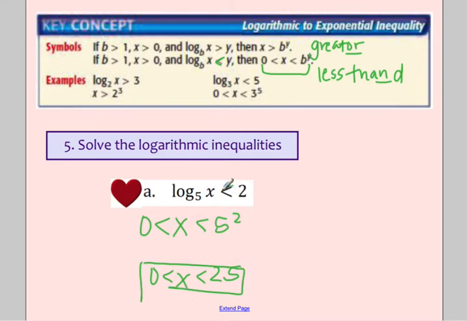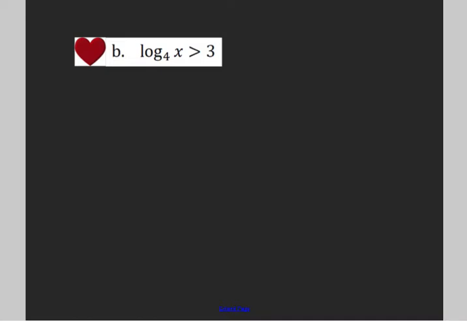Okay, so if it's a less than, it's going to be a compound, and my way of recommending to remember it is "and." I know it's not really a less than, but remember that "and." If it's a greater than problem, the answer will just be that x is greater than my base to the answer, 4 to the third. And 4 to the third is 64, so x is greater than 64.